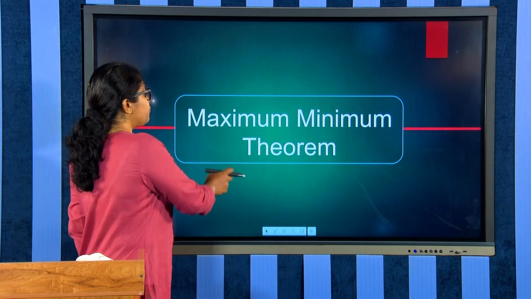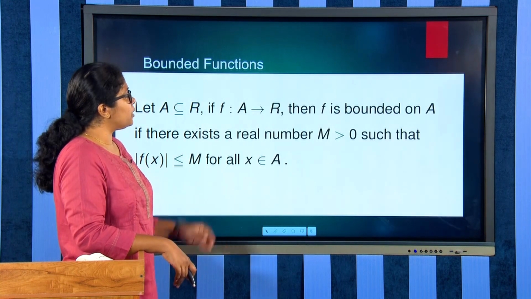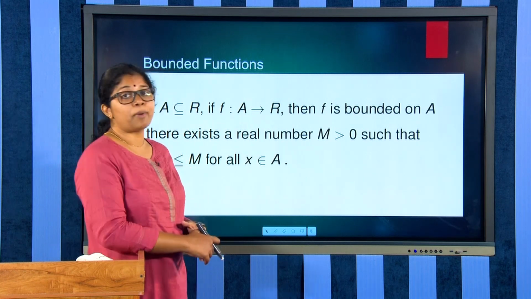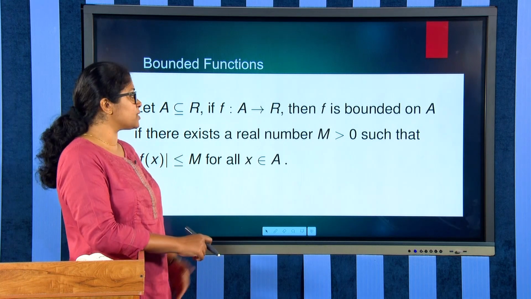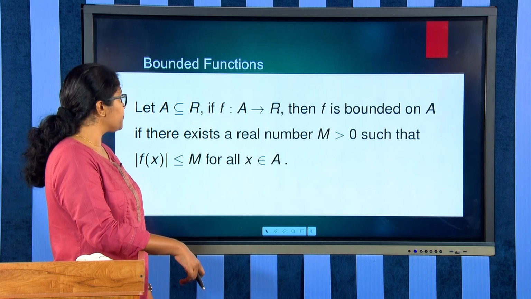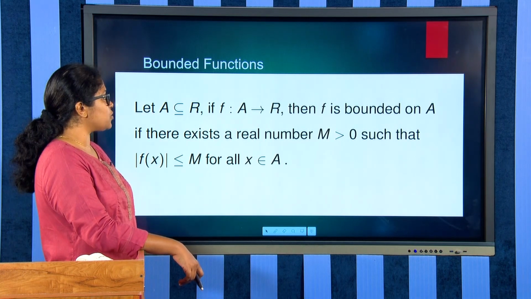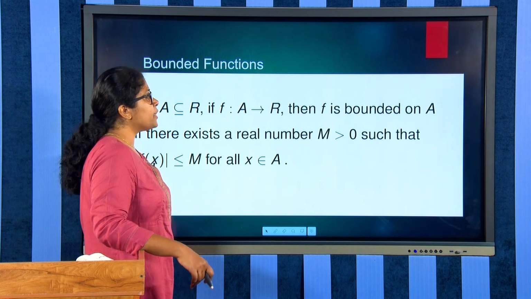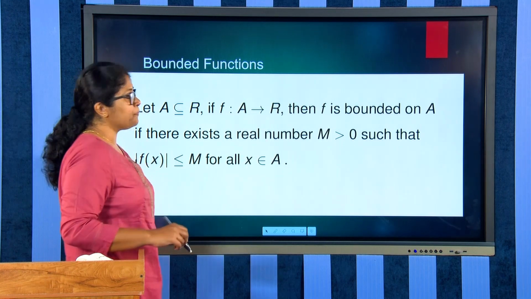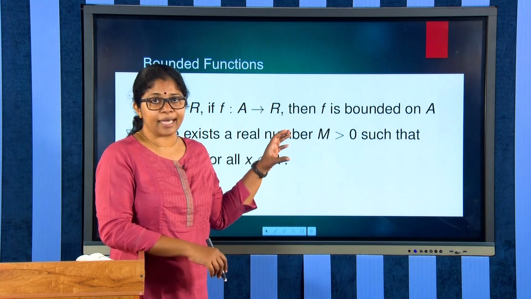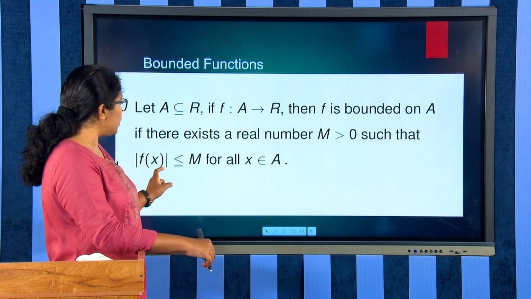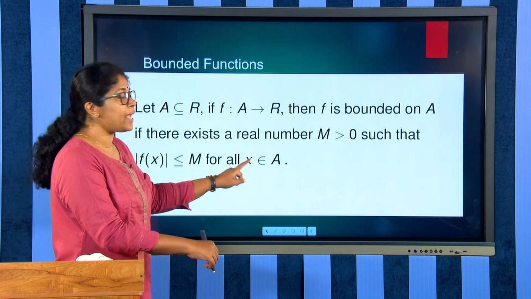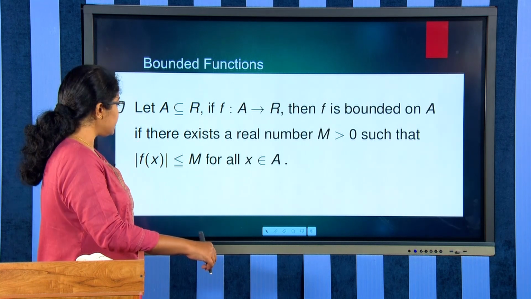So, the first definition that we have to look at again is that of bounded functions, which we have already discussed in one of the previous sessions. Let A be a subset of R, and f a function from A to R. Then f is bounded on A if there exists a real number M such that modulus of f of x is less than or equal to M for all x belonging to A.